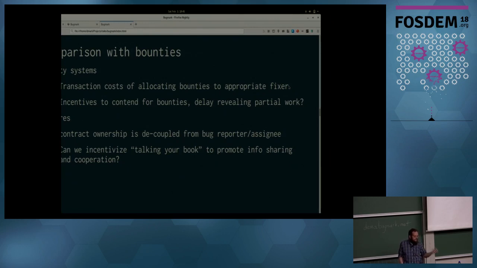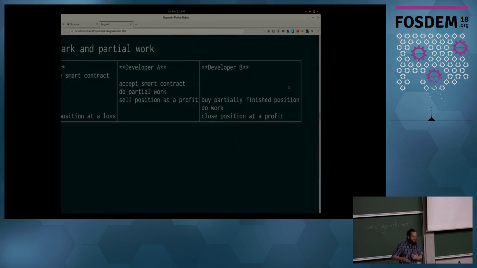With bug futures, the contract ownership is decoupled from who reported the bug or who the bug is assigned to. Anybody can have a piece of any bug, which incentivizes doing task sharing and incentivizes meta info, like reproducing a bug, translating a bug report from one language to another, assigning a bug to the correct subsystem, doing a code review on a bug. All those meta tasks are things that can be incentivized by who owns what pieces of what futures contract.